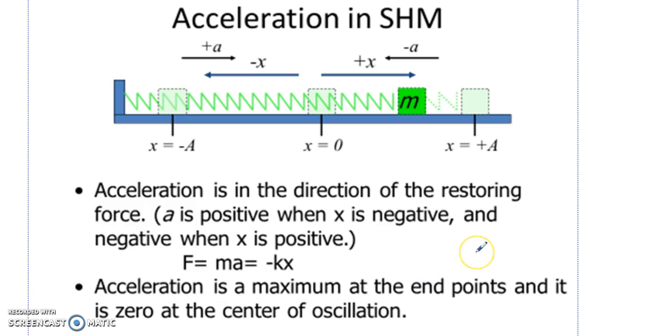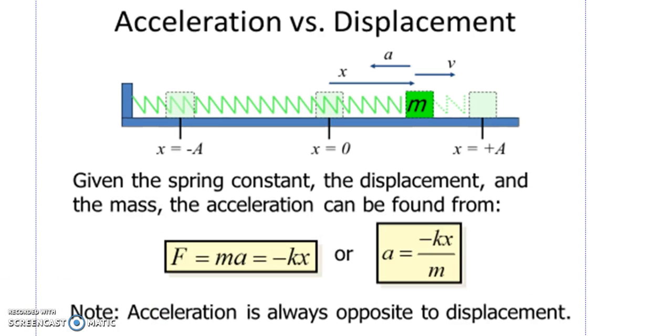Acceleration in simple harmonic motion is in the direction of the restoring force. A is positive when x is negative, and negative when x is positive. Acceleration is a maximum at the endpoints, and it is 0 at the center of oscillation. So, acceleration versus displacement. Given the spring constant, the displacement, and the mass, the acceleration can be found from these two equations. Please copy them down. Acceleration is always opposite to displacement.